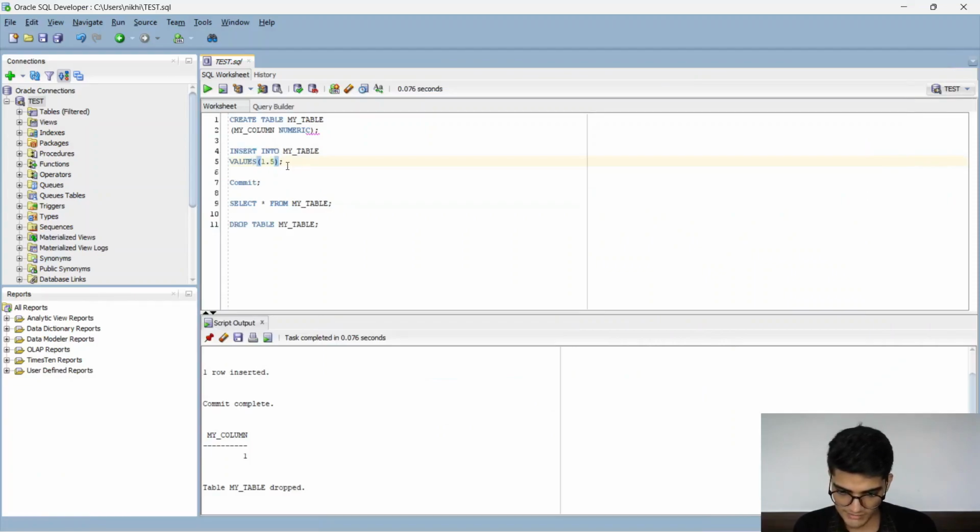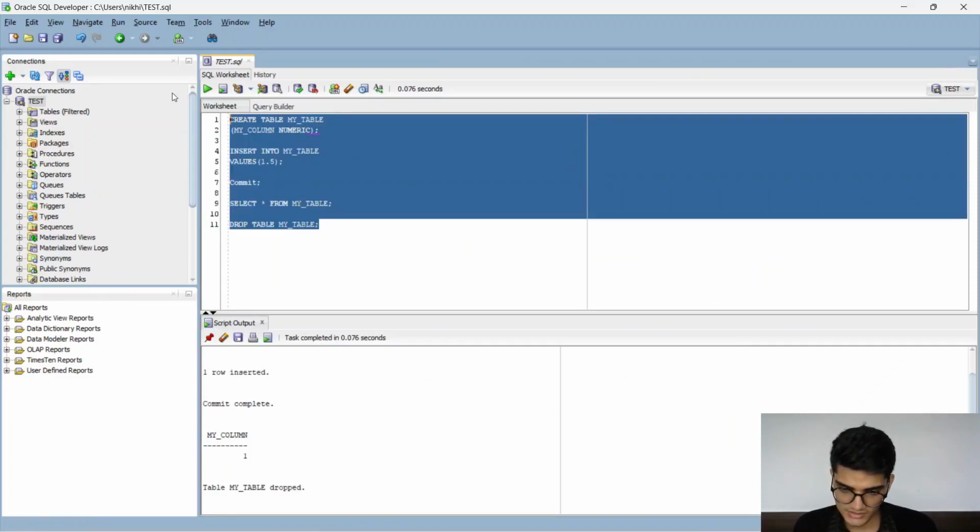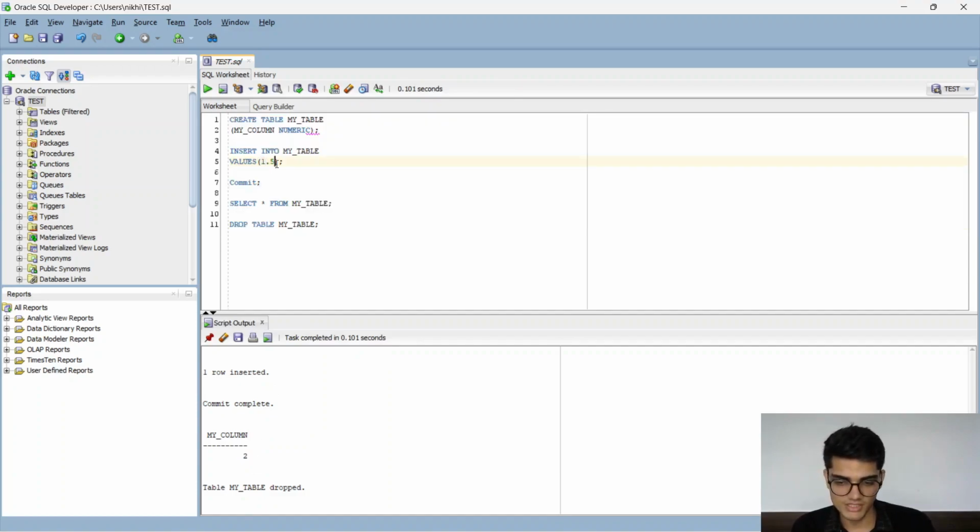So here I am storing 1.5 and we will run the script. So our column stored 2 as a value, however we stored 1.5. So what it does is it rounded off the value. So if we use a value which has a greater scale than the data type, it will round off the value. Okay.